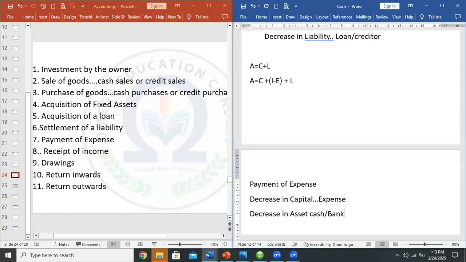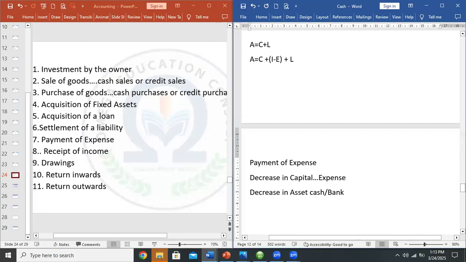So anytime you make payment for an expense, the effects are that decrease in capital and decrease in asset, cash, or bank. So in terms of recording in the T account, you would have to open the expense account and your cash or bank account, depending on what was used to pay the expense. Now, what do you do to the expense account? There is a decrease in capital. And if capital decreases per the principle, what are we supposed to do, professors?